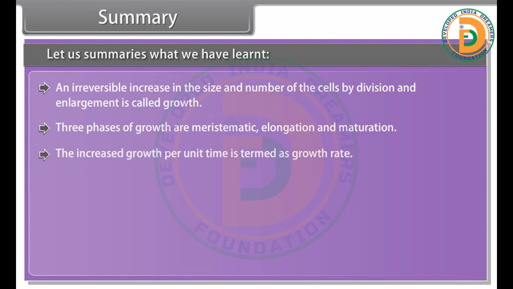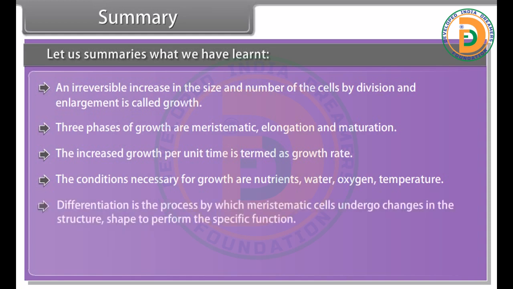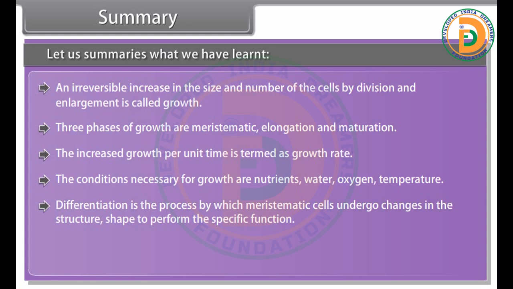The increased growth per unit time is termed as growth rate. The conditions necessary for growth are nutrients, water, oxygen, and temperature. Differentiation is the process by which meristematic cells undergo changes in structure and shape to perform a specific function.